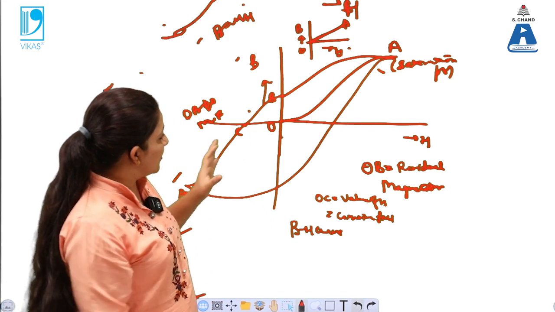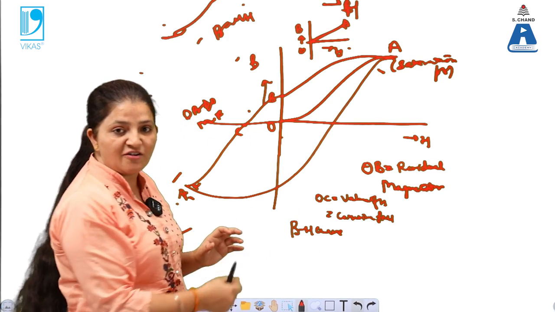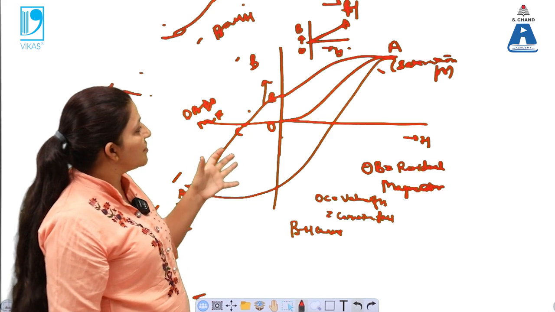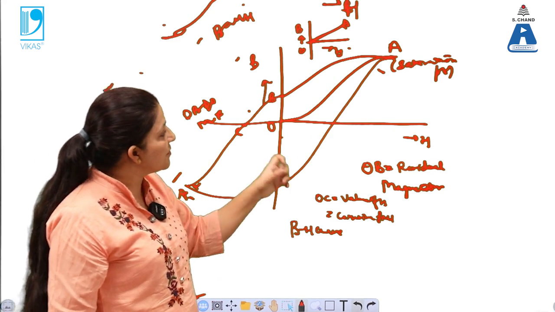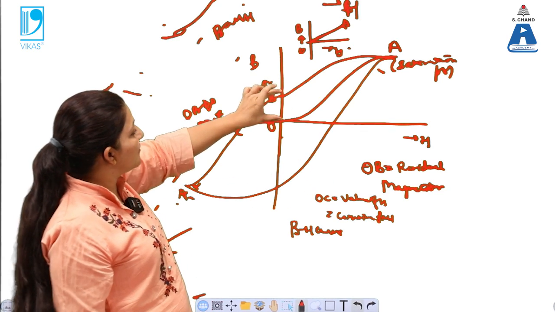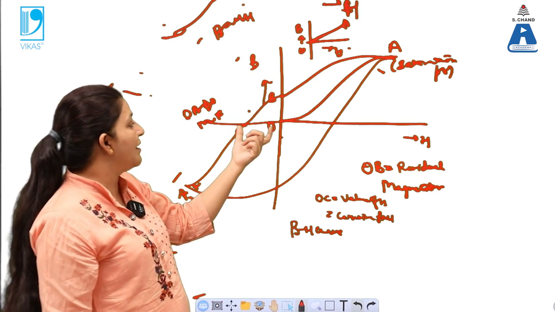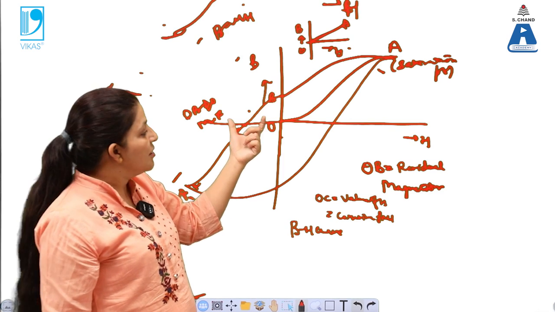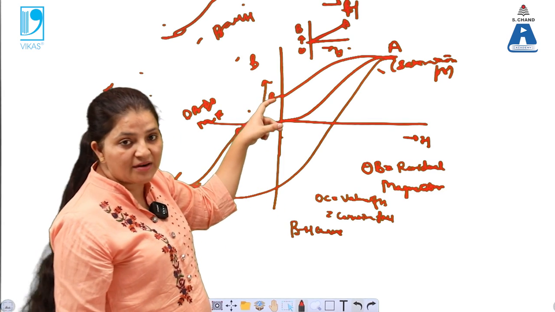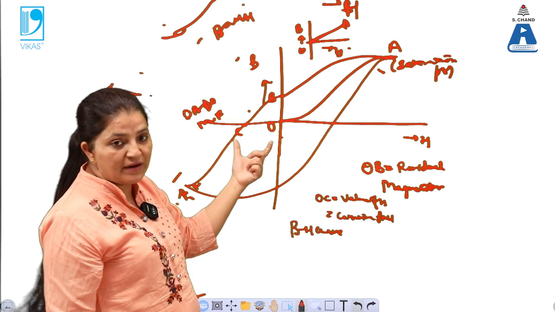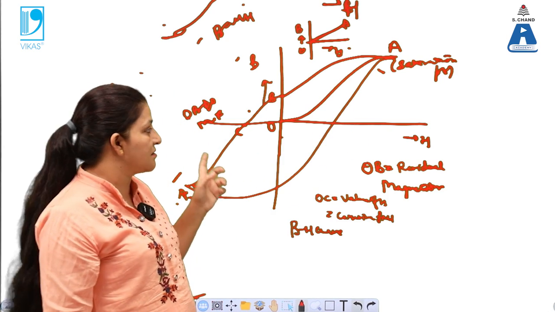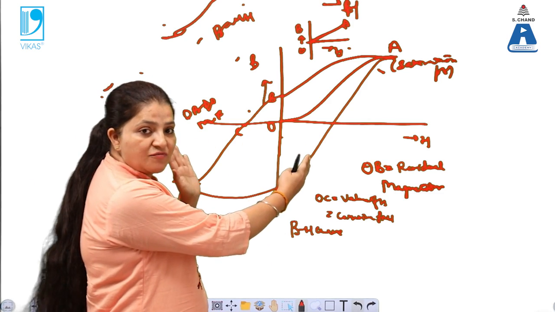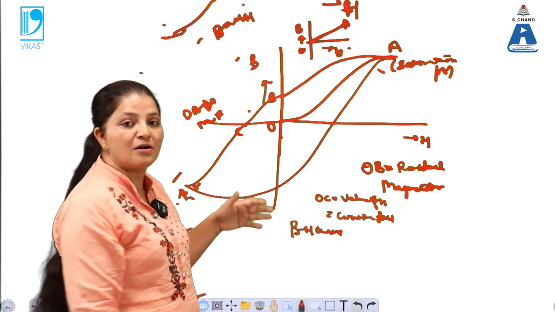Now what is this? Different kinds of material have different areas under the BH curve. Why is this so? Because different kinds of material have different values of residual magnetism and different values of coercive field. So depending upon the residual magnetism and the coercive field, different kinds of materials have different areas under this curve. Now the larger the area of this curve, the larger will be the loss.